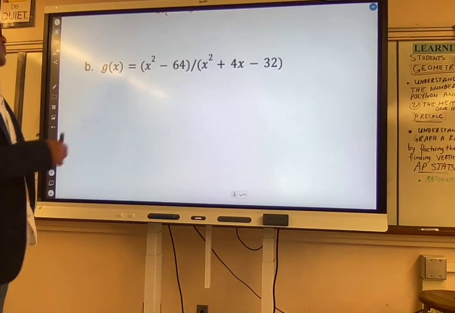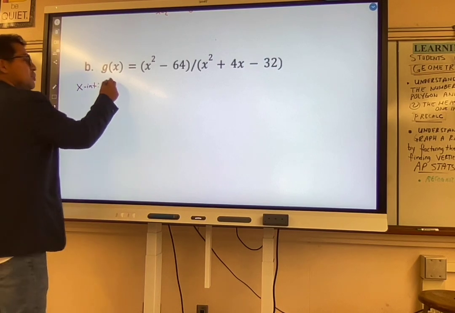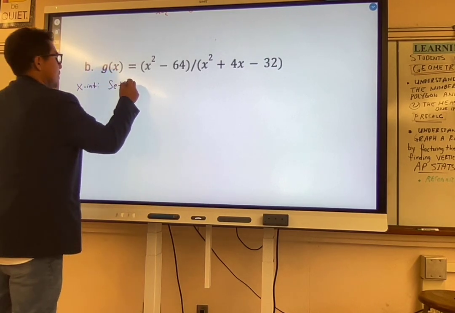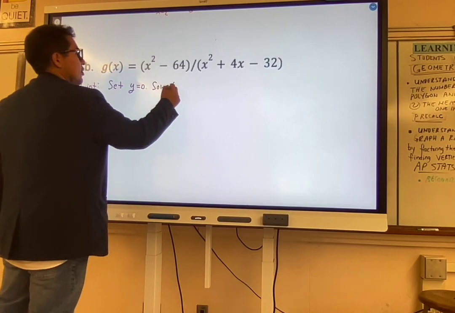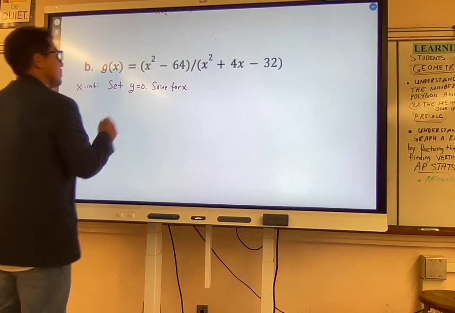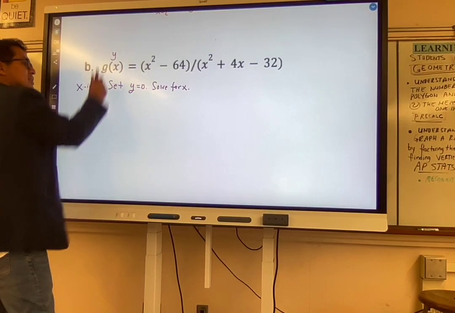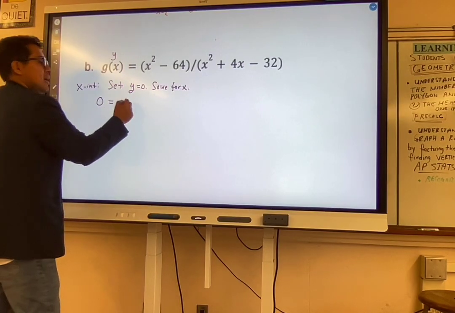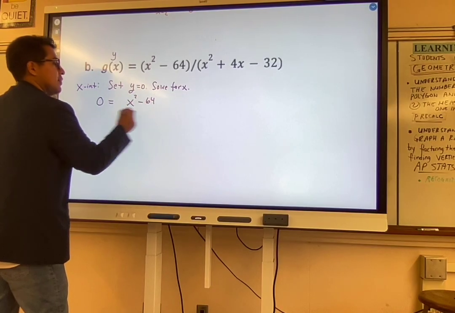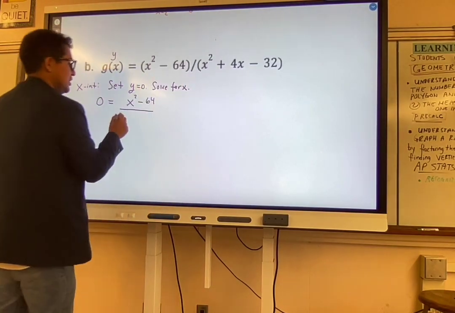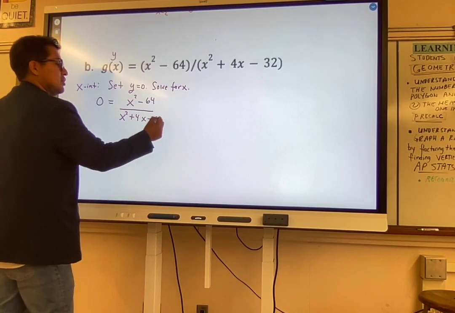Let's go. So for this one, let's start with x-intercepts. To get an x-intercept, we're going to set the y equal to 0, and we're going to solve for x. So our y value is this g formula. Let's say that turns to 0. On the top of the g formula, we have x squared minus 64. On the bottom of the g formula, I have all this stuff: x squared plus 4x minus 32.